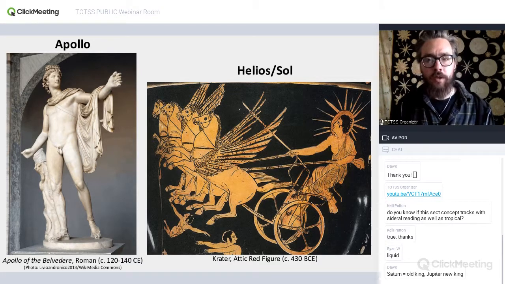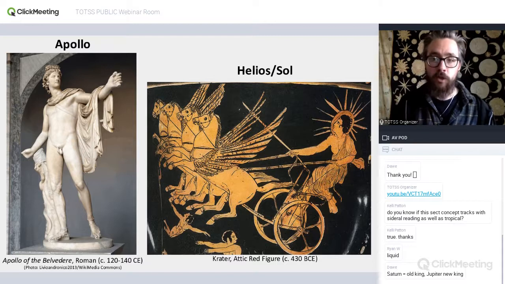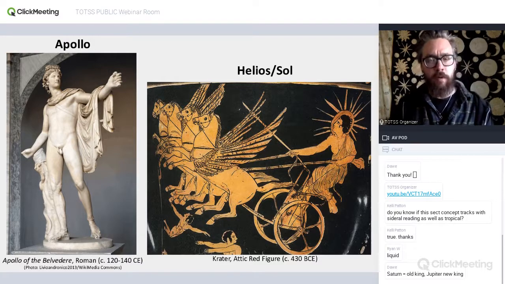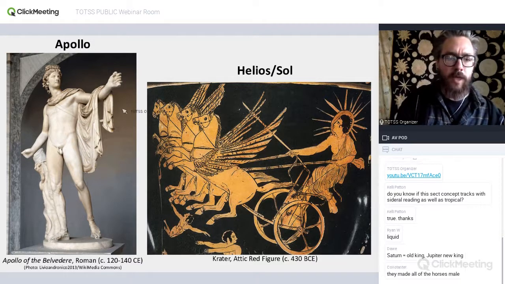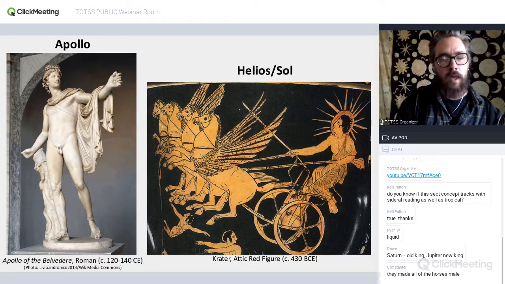Now, the main god in the Greco-Roman tradition associated with the sun is Apollo, but Apollo is not the sun, right? Apollo could be described as a solar god, but he isn't the sun in the way that Helios is. In that statue you see there of Apollo, originally he was carrying a bow. Originally, Apollo was an archer. The bow is broken over time.